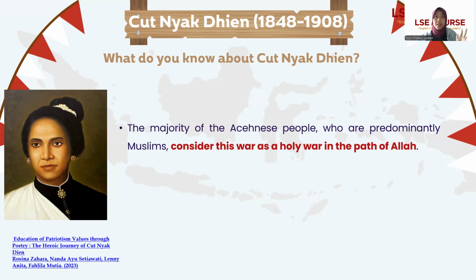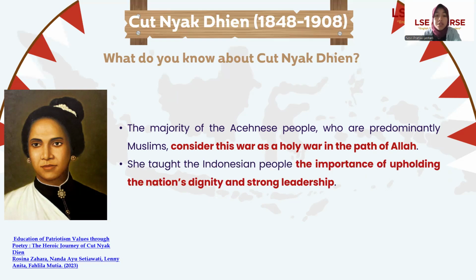Aceh is located on Sumatra Island, and during that period, Cut Nyak Dien was one of the heroes for the Acehnese during the Acehnese guerrilla, or the small war. So the Acehnese people considered that colonization or the war as a holy war in the path of Allah, because most of the Acehnese people back then were Muslims. Okay, the next one. She taught the Indonesian people the importance of upholding the nation's dignity and strong leadership. So, Acehnese people back then had good dignity and strong leadership to fight the invaders.